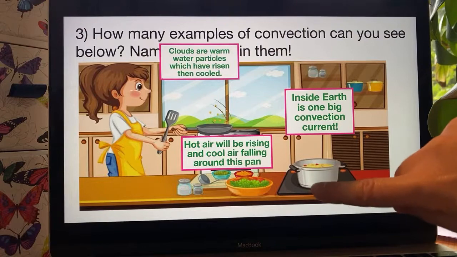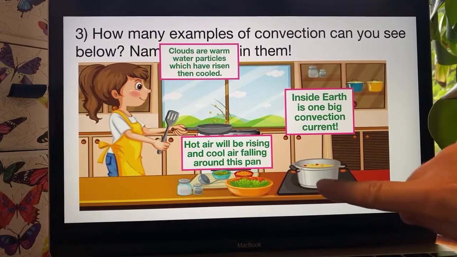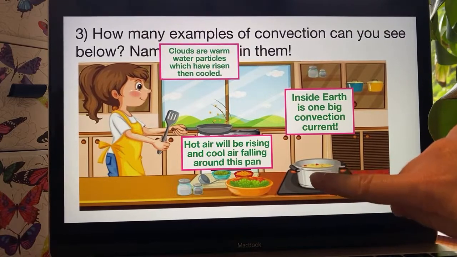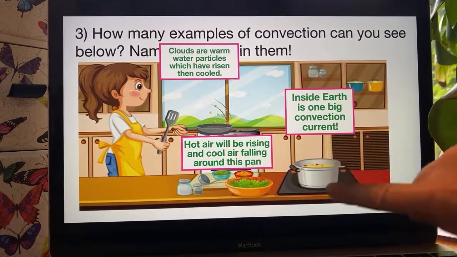There's a pan here as well, actually, and that's on the hob, so that would have been a convection current because the soup on the very bottom of the pan gets hot, so it becomes less dense, so it rises up, and then cools down, so falls, and that new soup is hotter, so again.